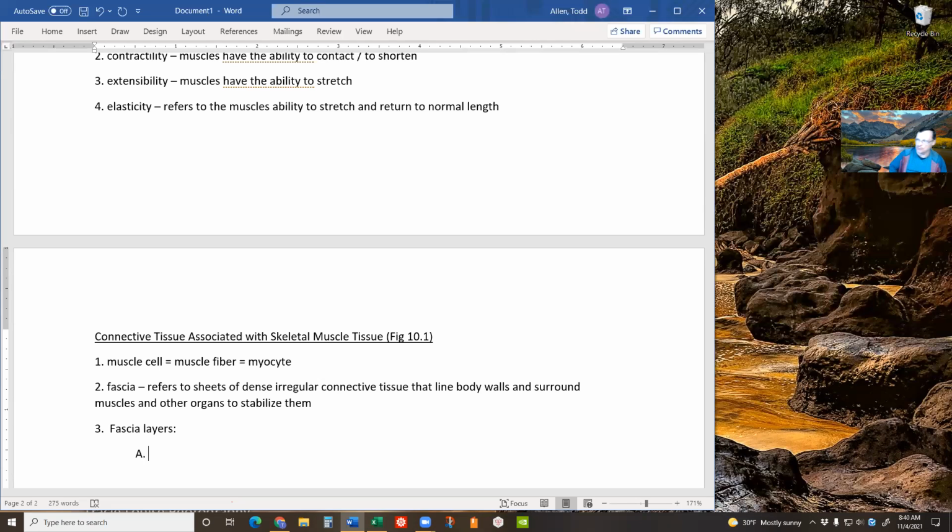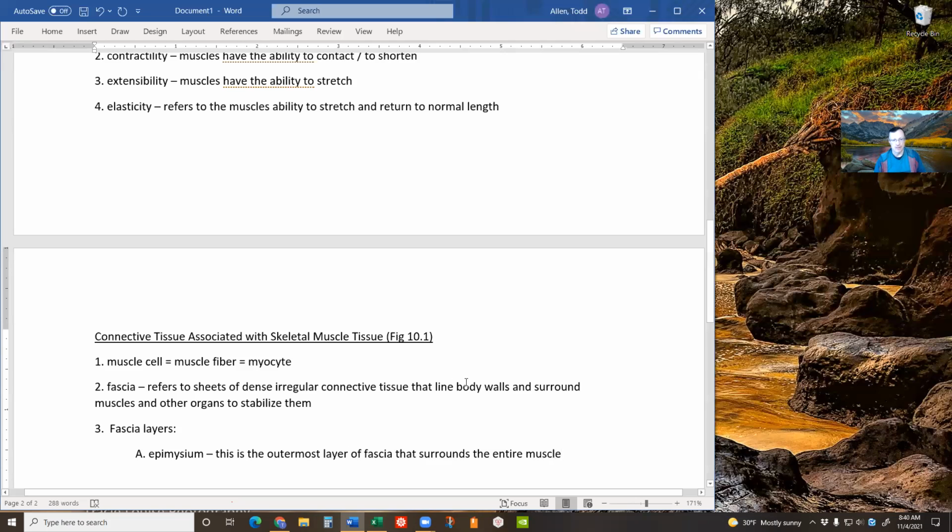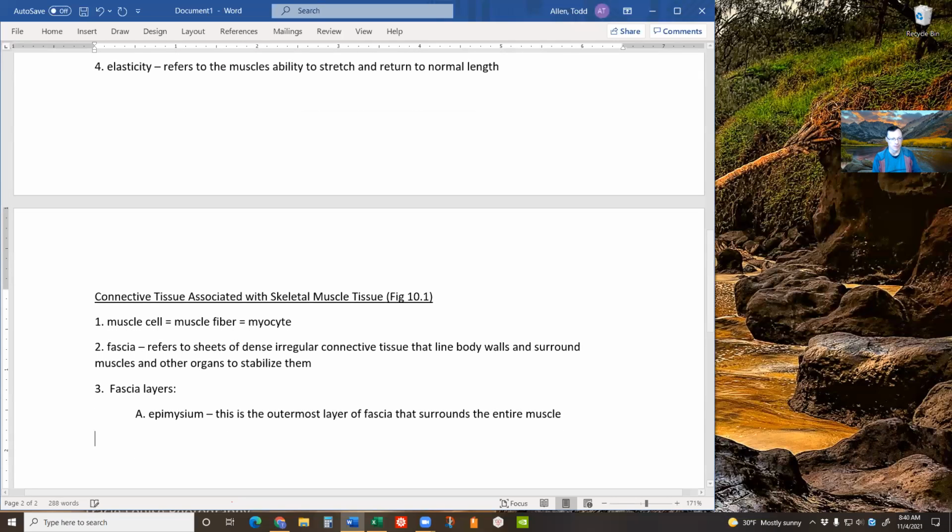So epimysium is the first layer of fascia. This is the outermost layer of fascia that encircles the entire muscle. Like if you think about your biceps brachii in your arm, you would have a layer of epimysium around the entire mass of muscle that we call biceps brachii. This is the outermost layer of fascia that surrounds the entire muscle.